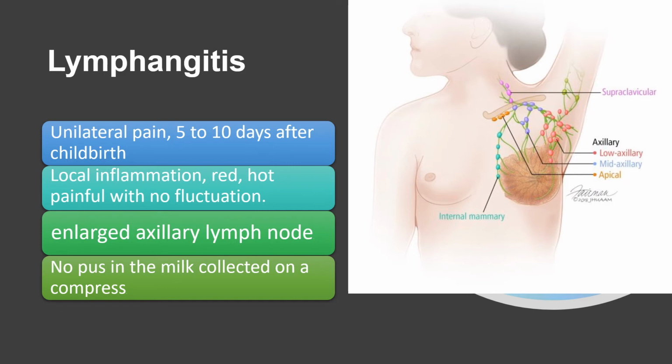Next will be lymphangitis. It is a unilateral pain 5 to 10 days after childbirth. There's local inflammation, red, hot, painful with no fluctuation. Usually, the patient has high fever of 39 to 40 degrees Celsius with enlarged axillary lymph node. There is no pus in the milk collected on compression.